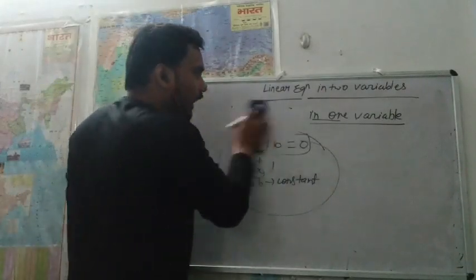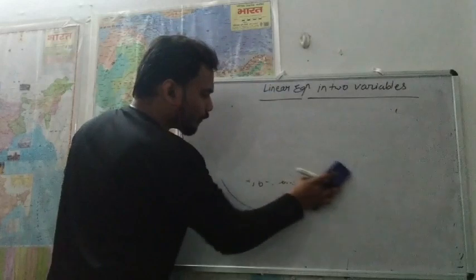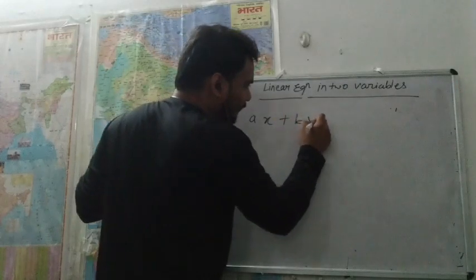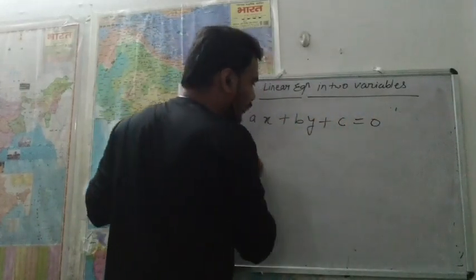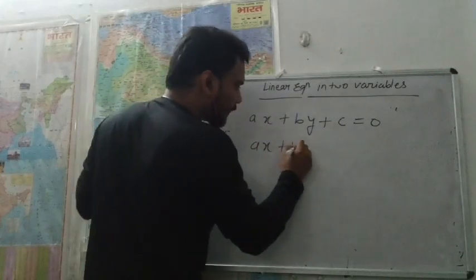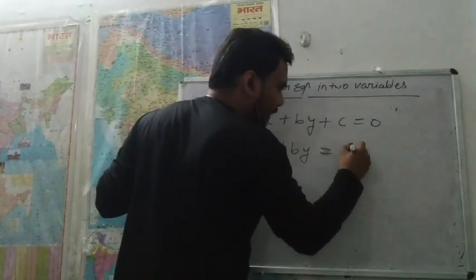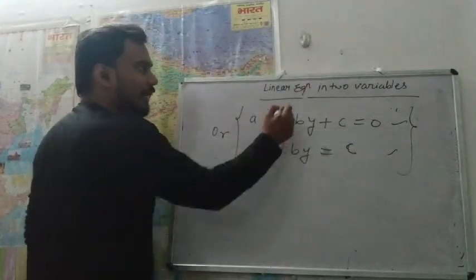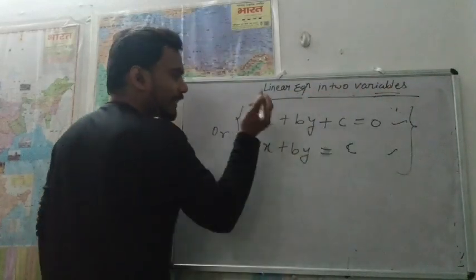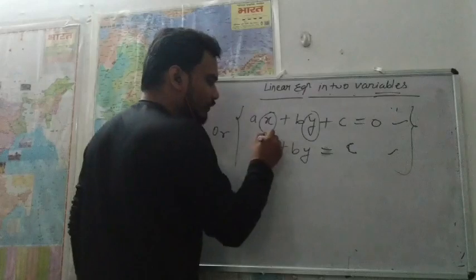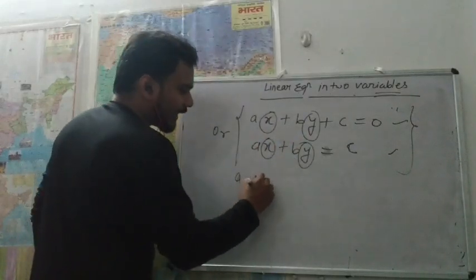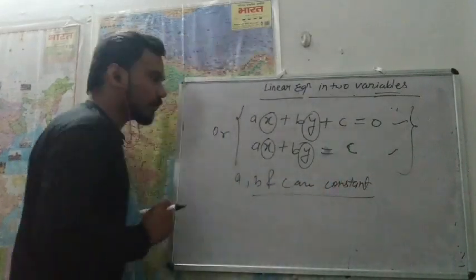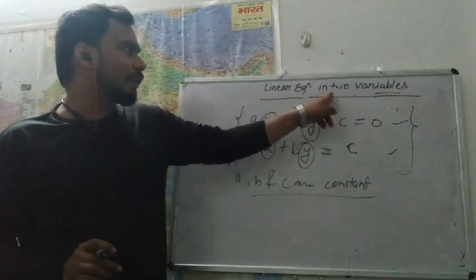But our topic is linear equation in two variables. What's that? The equation of the form ax + by + c = 0, or ax + by = c. These two forms are known as a linear equation in two variables, because there are two variables, x and y, in both the equations, while a, b and c are constant terms.